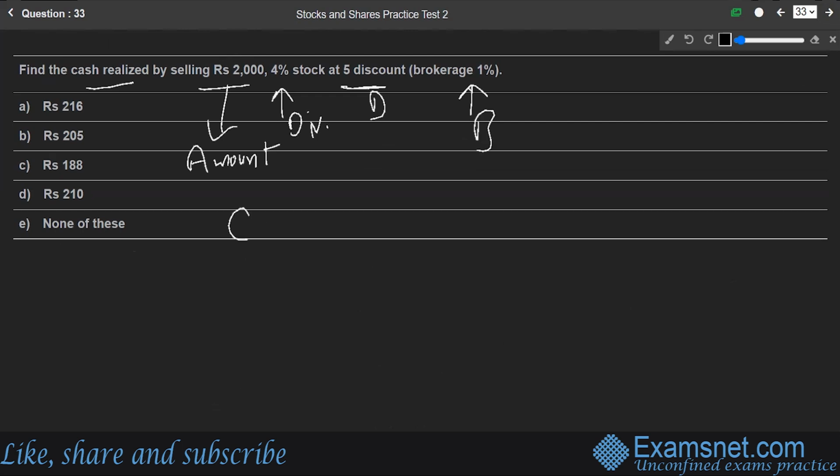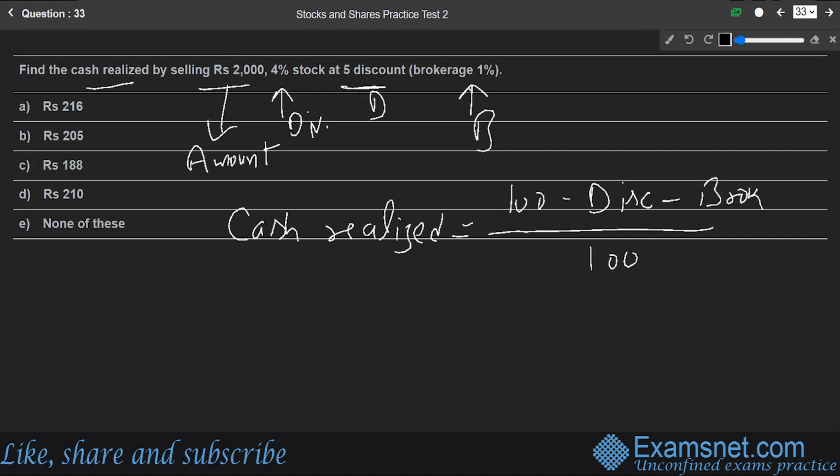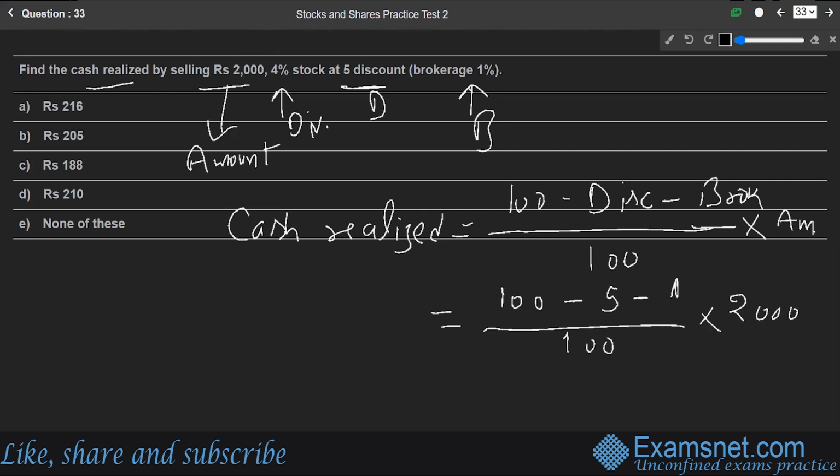So clearly we can use the formula of cash realized directly for this particular situation, which is nothing but 100 minus discount minus the brokerage value, divided by 100, into the amount. This is the simple formula for cash realized. Let us put down all the values. We have got all the values with us. 100 minus discount value 5, minus brokerage value 1, divided by 100, multiplied by the amount, which is 2000. Okay, we need to solve this.